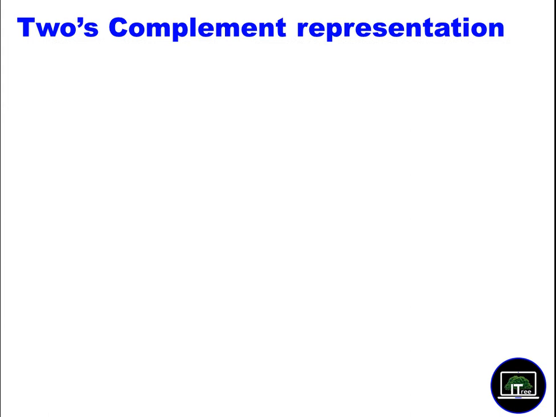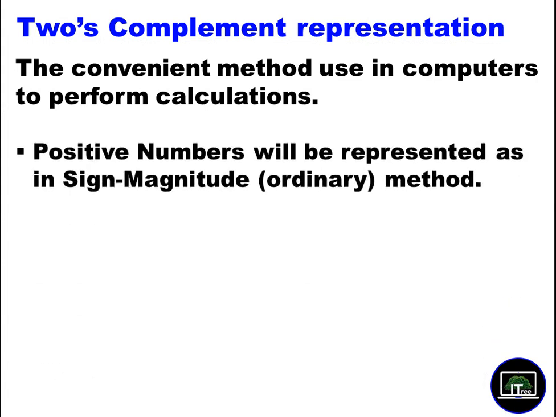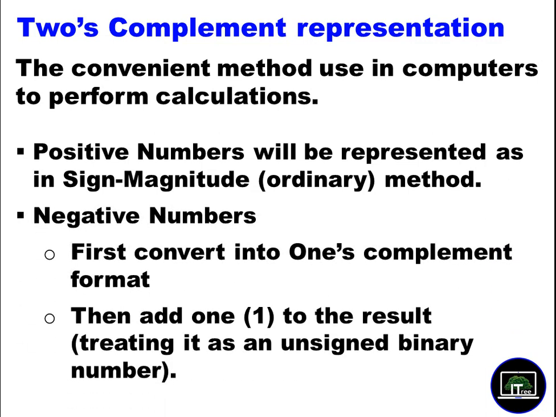How do you get the 2's complement? Positive numbers are written as the regular method, no changes, we write as usual. But for negative numbers, you have to make 2 steps. What are these 2 steps? First, you convert the number into 1's complement. Then you add 1 to that number. To get any number into 2's complement, we are representing negative numbers in 2's complement format by converting first to the 1's complement of that number and adding 1 to that.